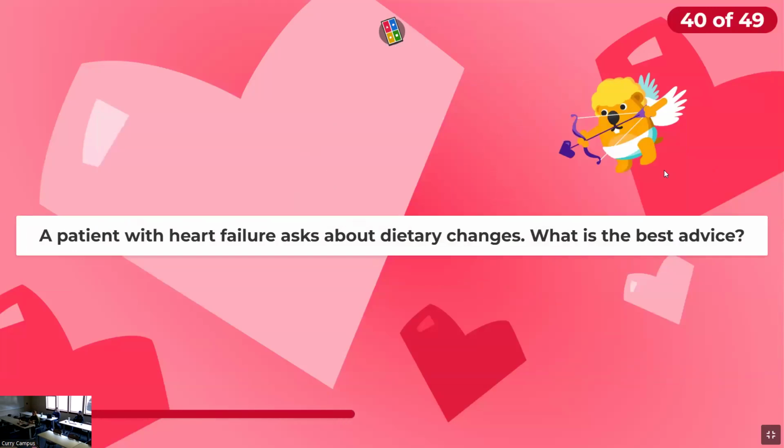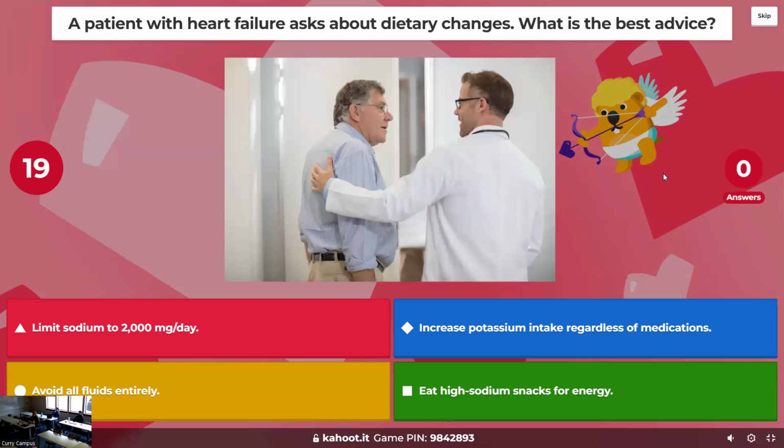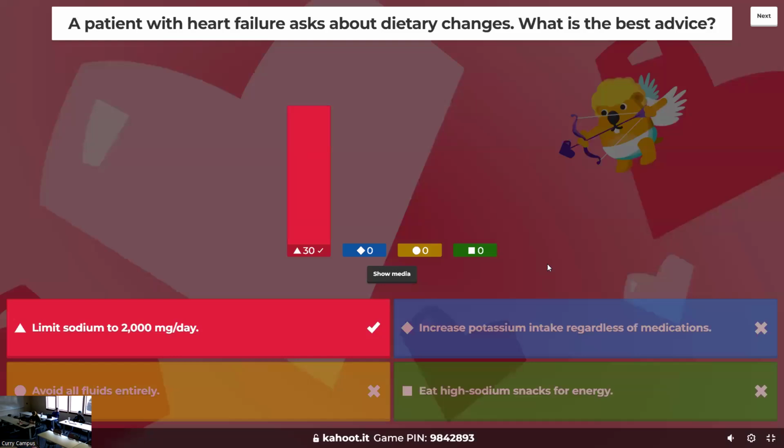A patient with heart failure asks about dietary changes. What is the best advice? And the green is eat high sodium snacks for energy. And the yellow is avoid all fluids entirely. All right, everybody got that one. Limit sodium to 2,000 milligrams per day.